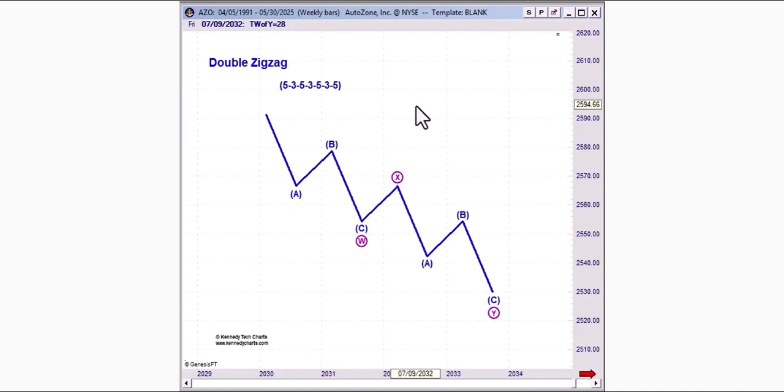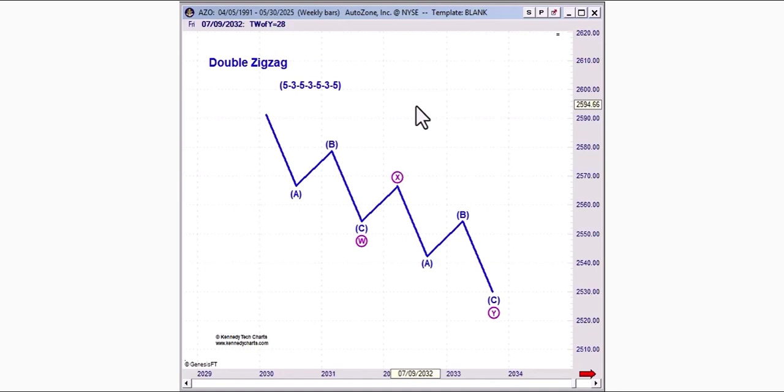Now, the double zigzag falls into an arena of corrective structures that we tend to refer to as complex corrections, or what I like to refer to as extended corrections. Okay, well, there are 3 types of complex corrections. You either have a double zigzag, which is what we have here, a double 3. Now, all a double 3 would be is 2 flat corrections joined together by an X wave, or a combination. With a combination, you either have a zigzag, X wave, flat, or flat, X wave, zigzag.